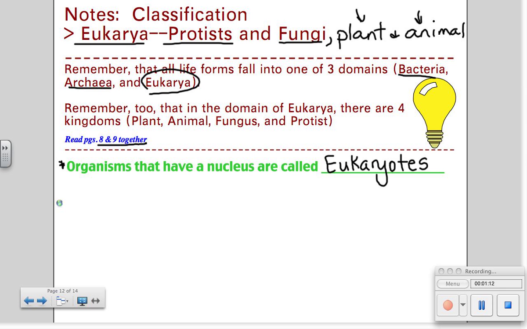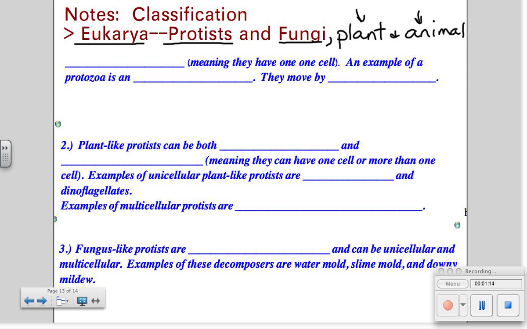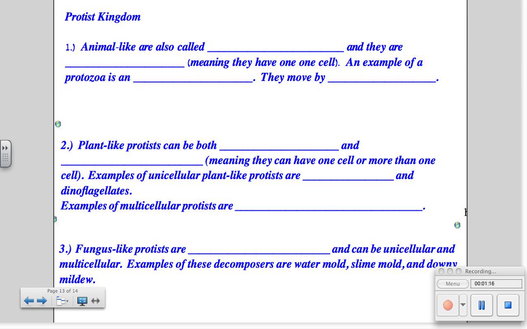protists and fungi. Now let's look a little deeper into the protist kingdom. There are 3 main categories within the protist kingdom. The first one are called animal-like protists. Animal-like protists are also called protozoa.